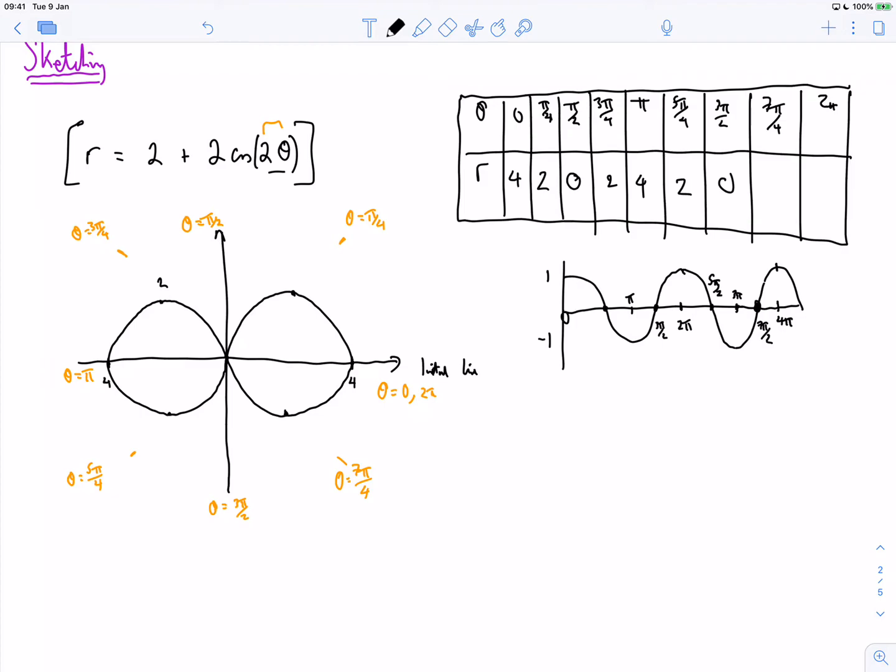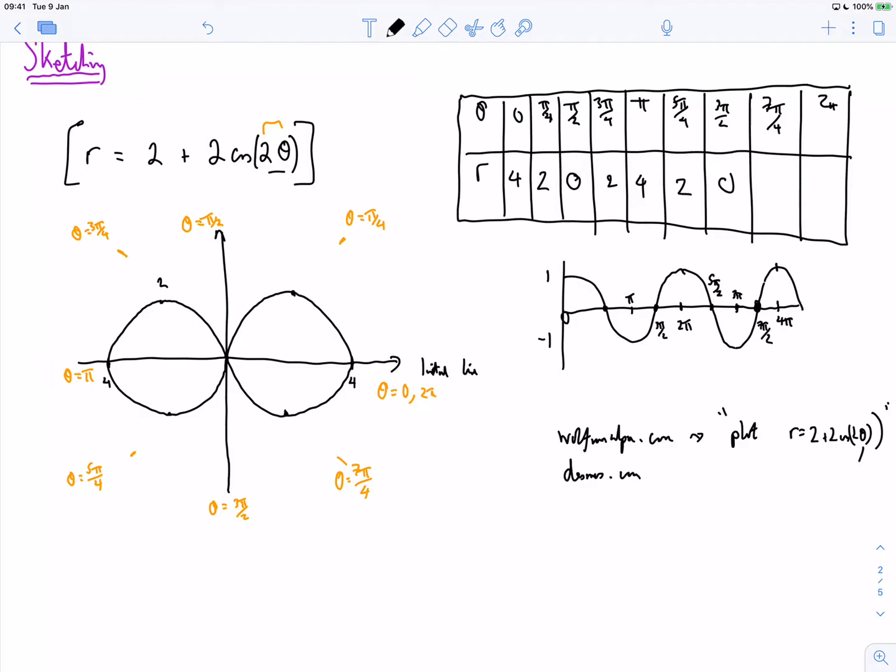And if you're really interested, I recommend you go to one of the many websites. One of them is wolframalpha.com, and another good one is desmos.com. So if I go to wolframalpha.com, I'm just doing this now, and I type in plot, and then you want to type the thing you just had, so r equals 2 plus 2 cosine 2 theta.